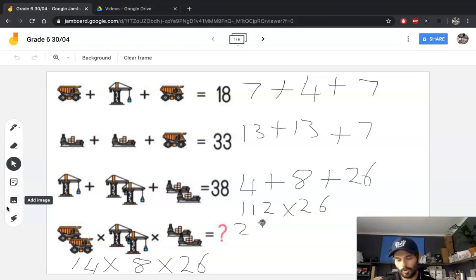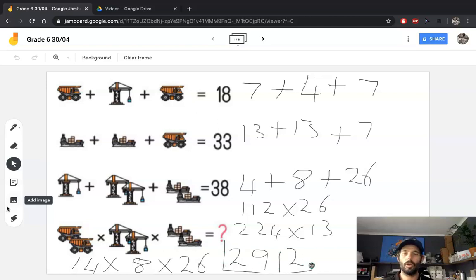224 times 13 makes it perhaps slightly easier. 224 times 10 plus 224 times 3. Add them together and you should get 2,912. Okay, so that is your final answer at the bottom. I think the most difficult part there is possibly multiplying those three numbers together at the bottom. As I say, you could have gone 26 times 8 first and then multiplied by 14. The choice is yours to make.